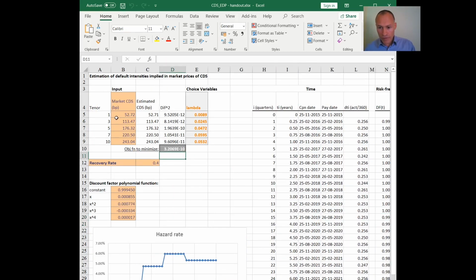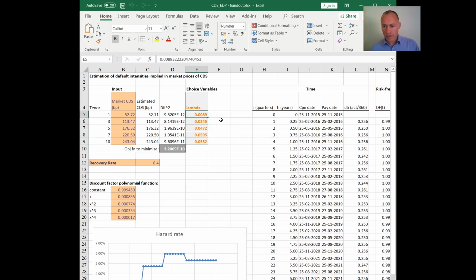So the interesting part now is actually this one here of the CDS. So these are the CDS prices I'm going to use that came from the first sheet we saw. And what I have here now are the CDS prices given by my model. Okay. What I want is to find the lambdas that make the difference between the market and my model as small as possible. Okay. So what are these lambdas that you see here?